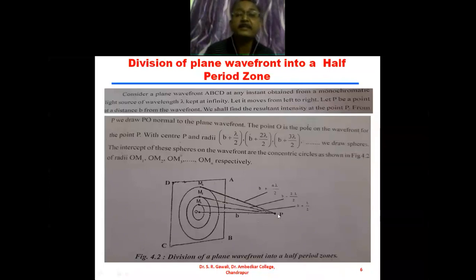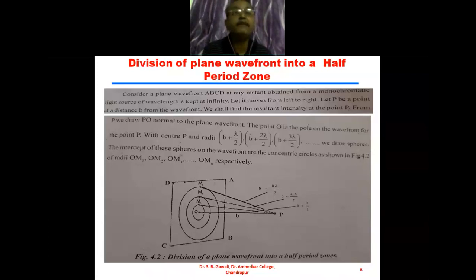How can we obtain the resultant intensity? The waves reaching the point P from the different parts of the wavefront interfere there, and depending on whether we get constructive or destructive interference, the resultant amplitude at the point P is determined.